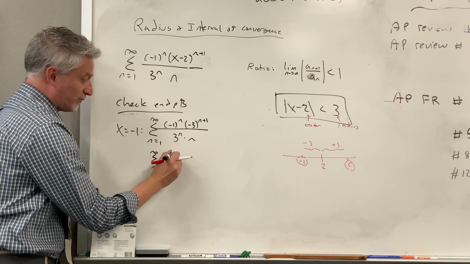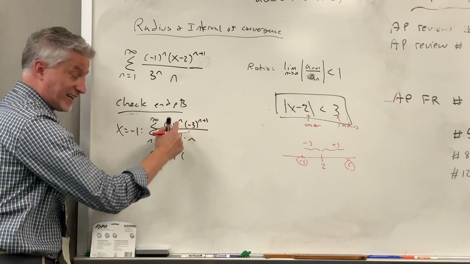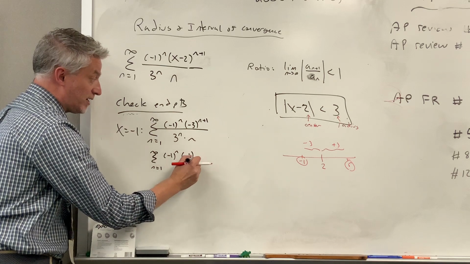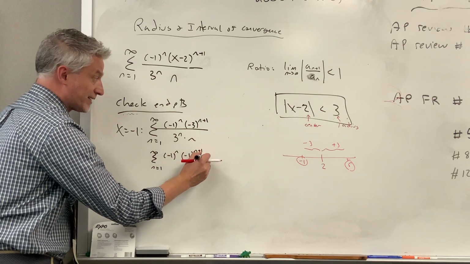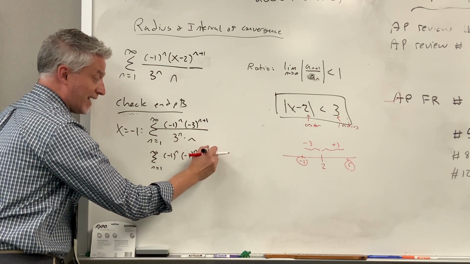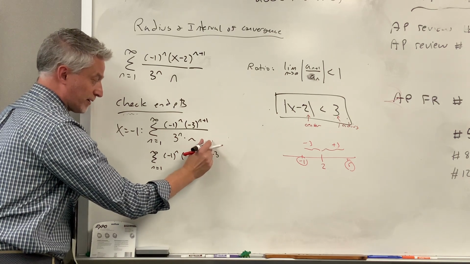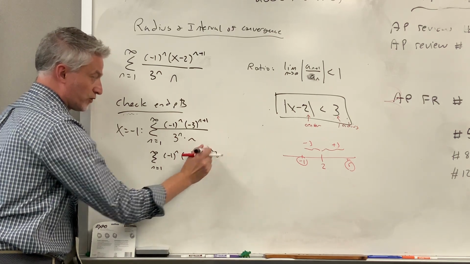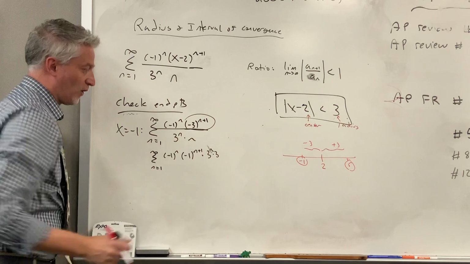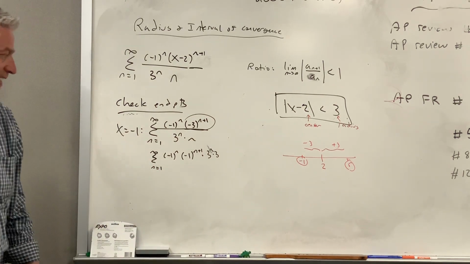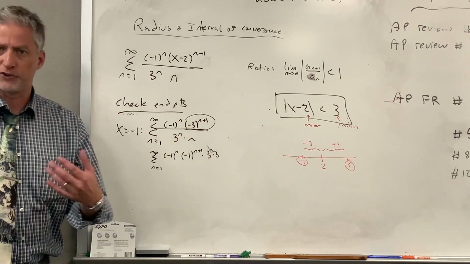This becomes -1 to the n. This is very complicated. This becomes -1 to the n plus 1 times 3 to the n times 3. That's what we're looking for. So I just expanded this whole thing. Take a minute and verify that that is going to be true for us.